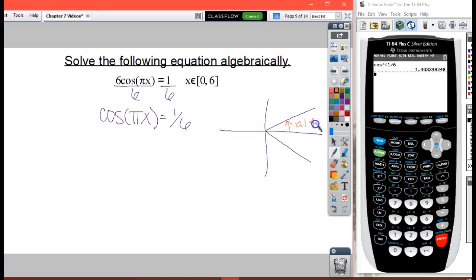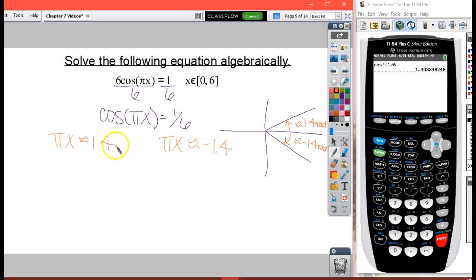1.4 radians roughly. Remember, the nice thing about cosine is that once you know one angle, the negative of that angle would also be a solution, so negative 1.4 radians. Now, what makes this problem different is that 1.4 radians, if I plugged it into regular cosine, would give me 1/6. But I'm taking whatever angle I'm plugging in and multiplying by pi before I put it into cosine. So to work backwards, I know that the inside needs to equal roughly 1.4 or roughly negative 1.4.